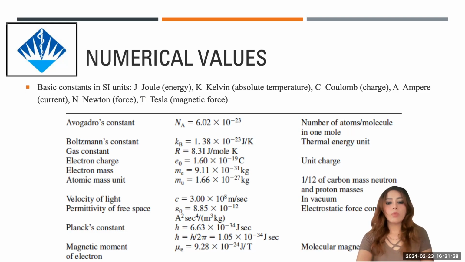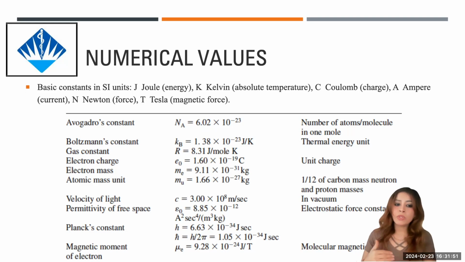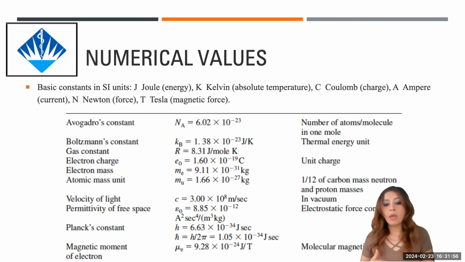Let's look at the other one, the magnetic moment of the electron. In atomic physics, the electron magnetic moment, or more specifically the electron magnetic dipole moment, is the magnetic moment of an electron caused by its intrinsic properties of spin and electric charge. In MRI, we will talk about this in more detail.